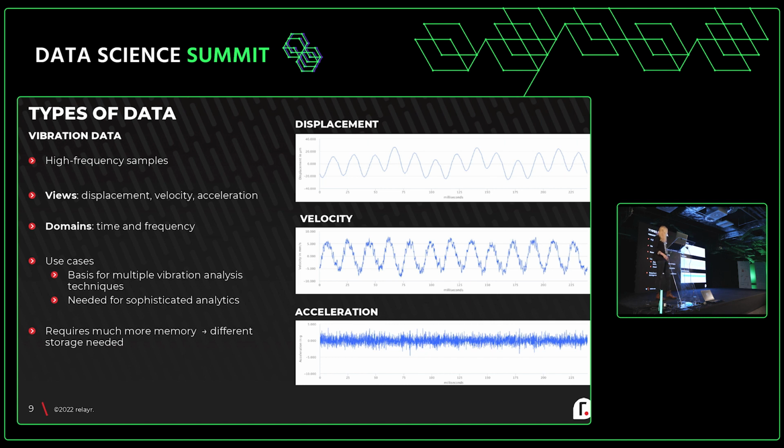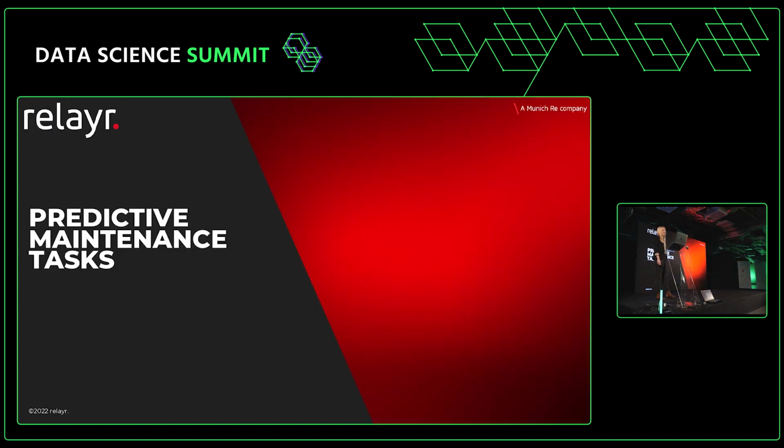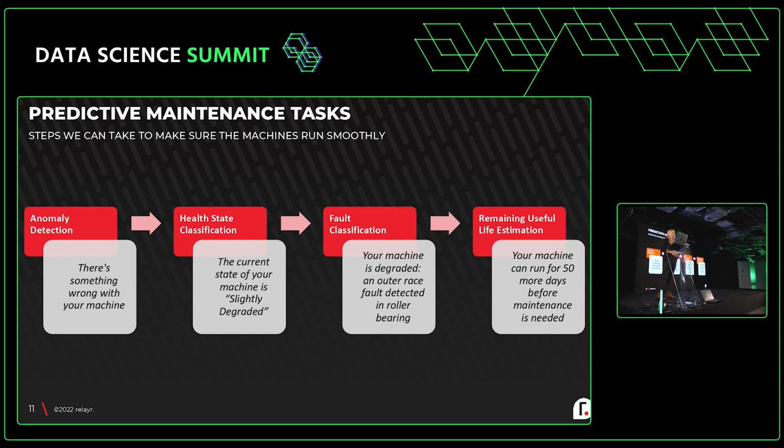Okay, so now you know all about the data. Well, not much about the data, but enough to understand what we're doing. And what exactly are we doing? What are the main tasks of predictive maintenance? To cover those, you can imagine what the customer is thinking when he wants to deploy a predictive maintenance solution. First, you want to know whether there's something wrong with your machine.